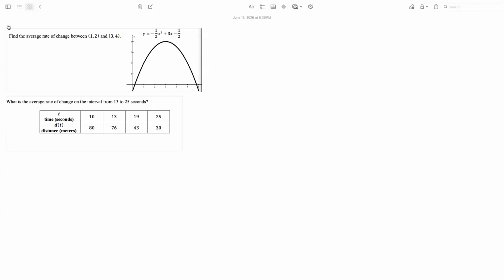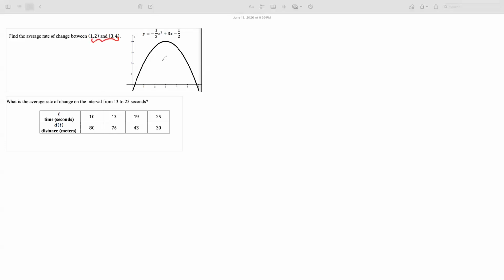Okay, at times they'll ask you at a particular point. So how do we calculate the average rate of change at a particular point? When they ask you given 2 points, it's very easy. That's just the slope. However, on a given interval they're asking, right? Meaning these two intervals, 1, 2 and 3, 4. What is the average rate of change between these 2 points?